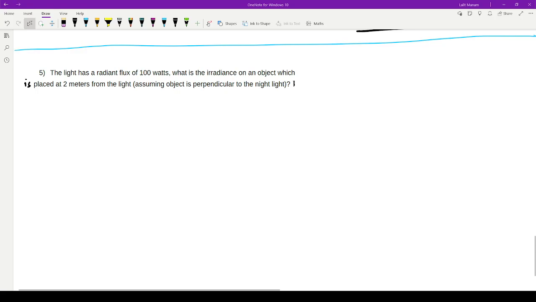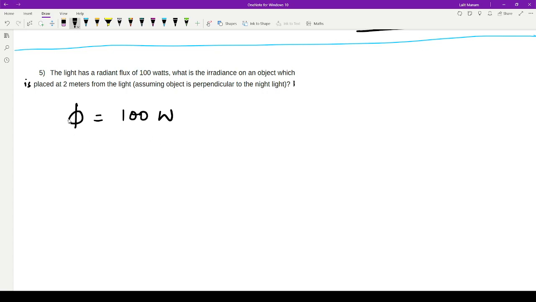So what does radiant flux mean? Physically it's power. It's the amount of power that a specific light contains. Of course, we generally get power from light sources, so you can say the amount of power that the light source gives us. That's a simple definition. So moving on, we have a radiant flux of 100 watts, with the usual notation phi for flux. What is the irradiance of an object which is placed 2 meters from the light?